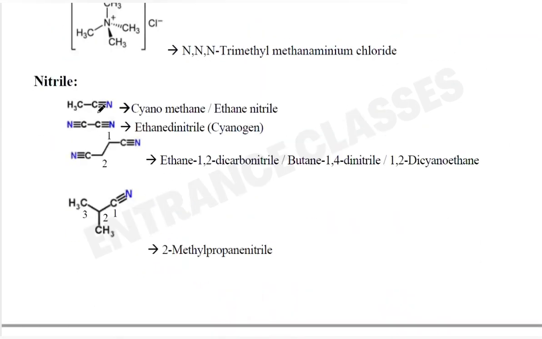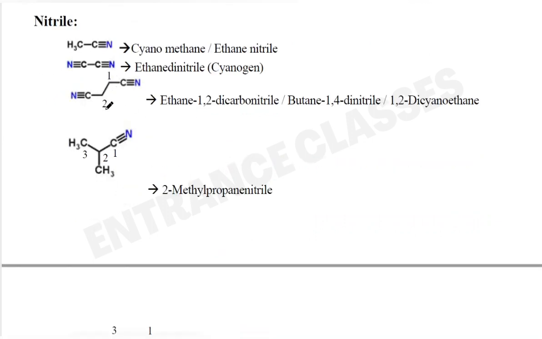This is nitrile, right? Cyanomethane, when it is called cyano, it is the derivative of methane. That's a cyanomethane. But when we consider nitrile, this carbon should be considered, ethane nitrile. So when we just mention the nitrile style, that carbon of cyanide should be counted. So ethane nitrile is exactly called cyanomethane. This is ethane dinitrile or cyanogen gas, right?